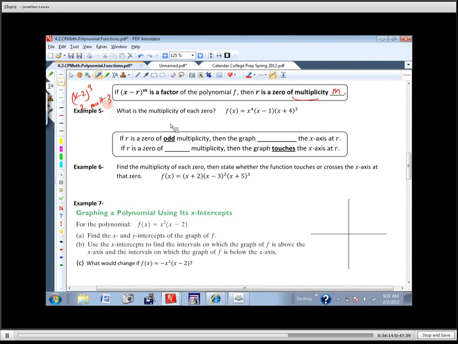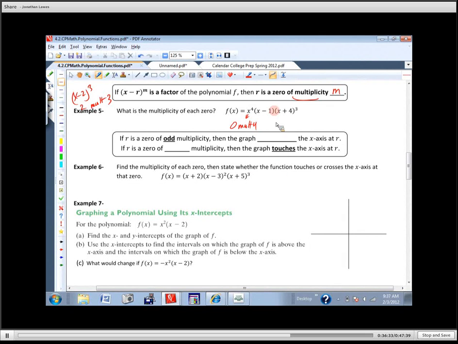So you look at the factors and you have to figure out 2 things on each one of the factors. What's the 0 and what's its multiplicity? Okay? So what's the 0 that comes from this guy right here? 0. What's its multiplicity? Multiplicity is 4.